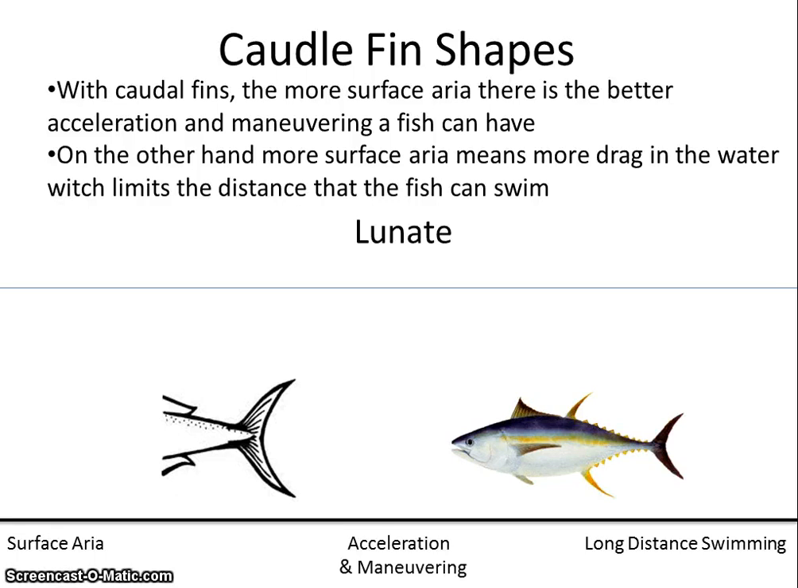Lastly, there's the lunate caudal fin. The least amount of surface area means these organisms absolutely suck at acceleration maneuvering. So much so that they usually have really big other fins to help make up for it. Really big pectoral fins or large anal or dorsal fins, as you see in this animal. Think of sailfish. They have a lunate caudal fin. It's called a lunate caudal fin, by the way, because it looks like a crescent moon.